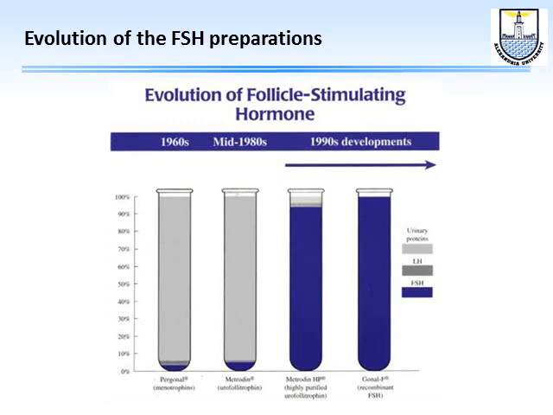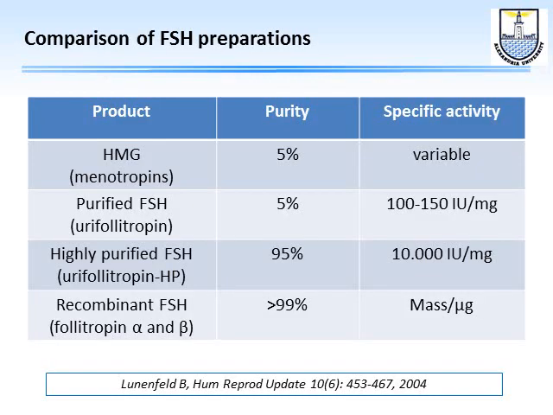So now we had on the market different preparations. On the left, we had the original Pergonal, 75 and 75, 75 FSH and 75 LH. Then we had our Metrodin, they used to call it Serono Metrodin, which was 75 and 25. Then we had the Metrodin highly purified, HP, which contained less than 1 LH. And then finally, we had our Gonal-F, which is 100% pure FSH with no LH at all. And this is how it looks.